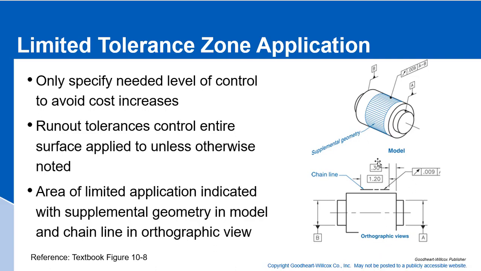So the basic dimension says, from this end over to where I'm starting to measure, my runout is 300 thousandths, and then I have to hold this runout of 9 thousandths over this length here of 1.2, and the length is indicated with a chain line. So this is how we apply a runout tolerance to a limited zone of application.